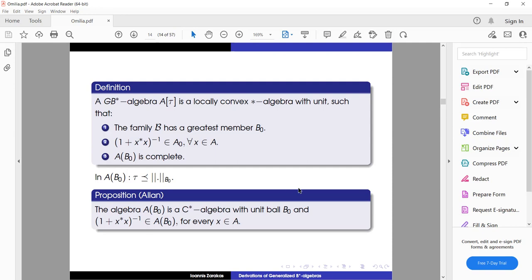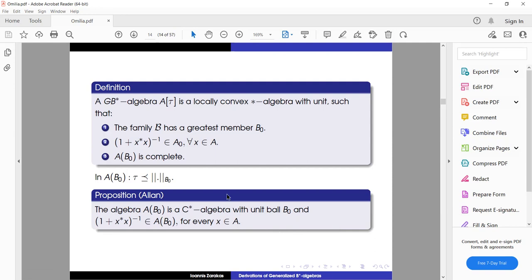This is the definition of a G-B-star algebra. G-B-star algebras were first defined by Allan, I think in the 60s, then studied further and enriched in their properties by his pupil Dixon. So the proposition that Allan provides us is, and I said before that they are very close to C-star algebras, in exactly this sense, that the algebra A_B naught is a C-star algebra. Its unit ball is B naught, and every inverse (1 plus X star X) belongs to this C-star algebra A_B naught, something that will help us a lot in our calculations with derivations later.